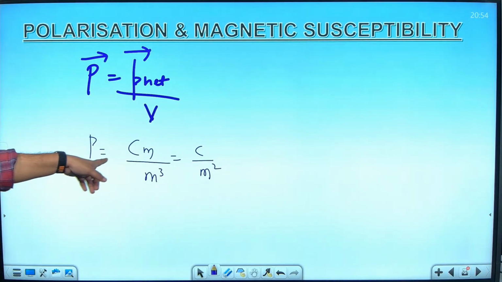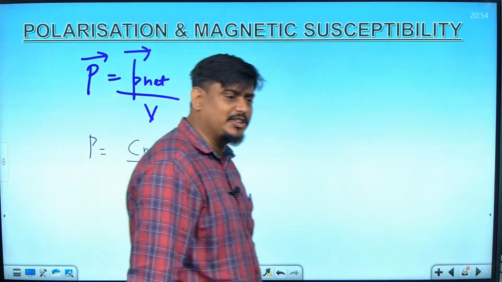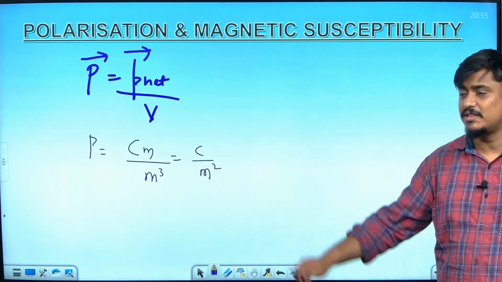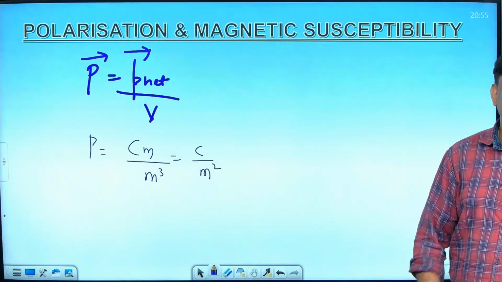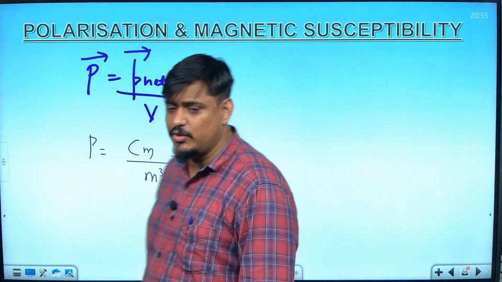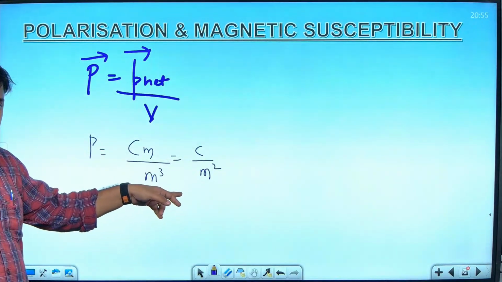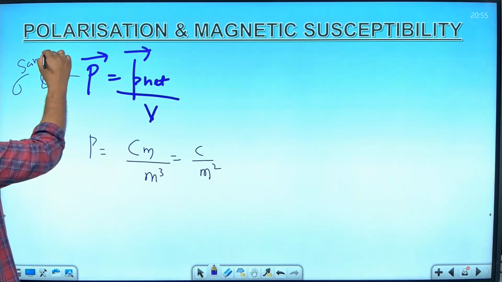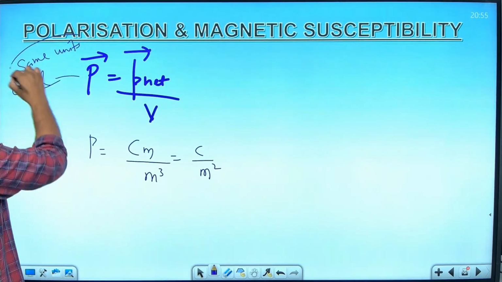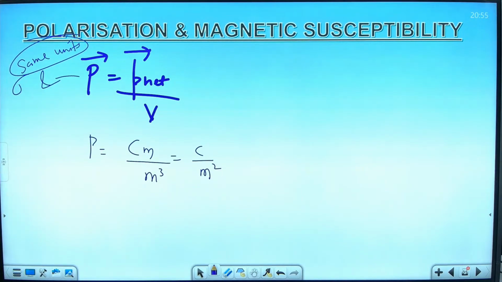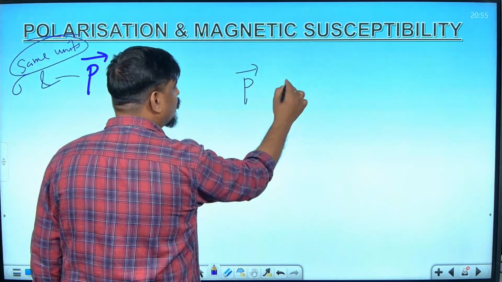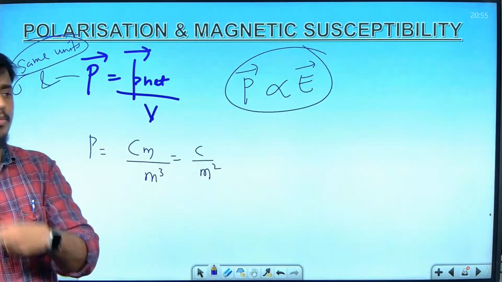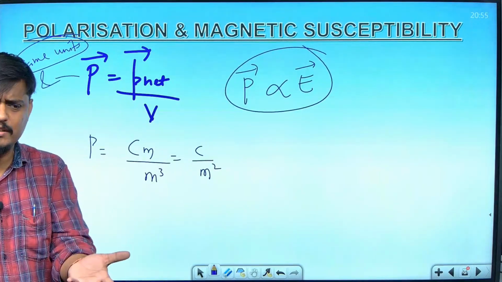Which other quantity has the same unit as polarization vector? This is coming in the board examination. Surface charge density, good, because it is Q by area, isn't it? So sigma and P have the same units, remember this, coulomb per meter square. And this polarization vector is proportional to the electric field vector. More electric field, more polarization. Less electric field, less polarization.